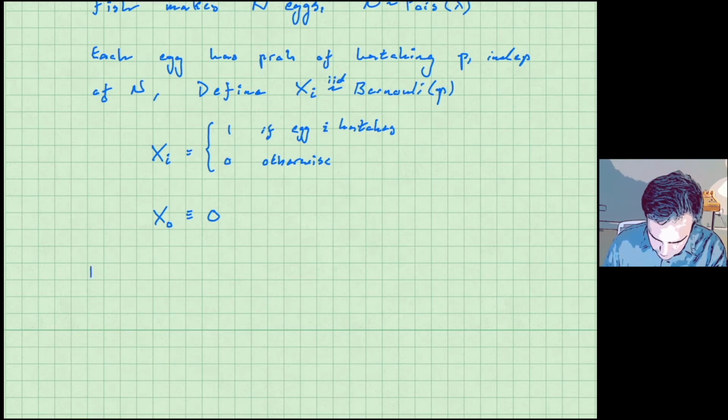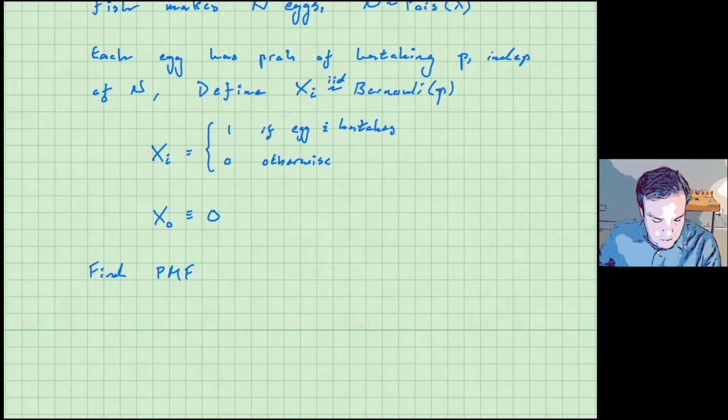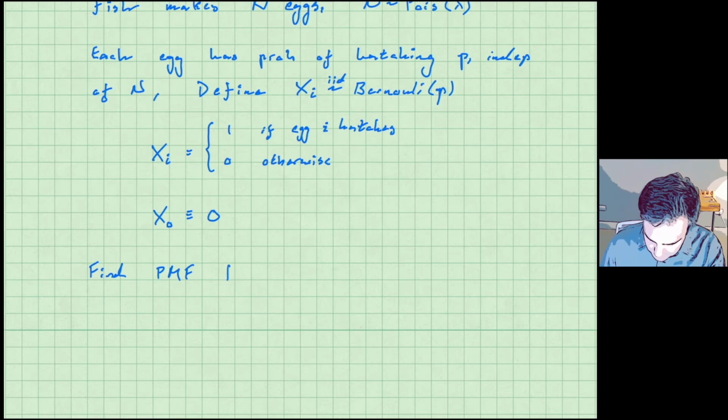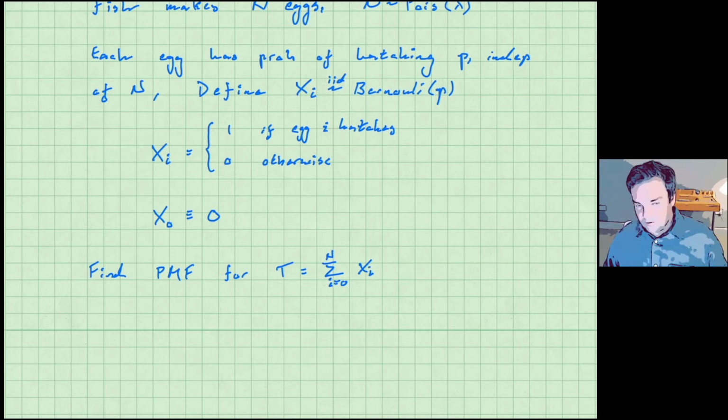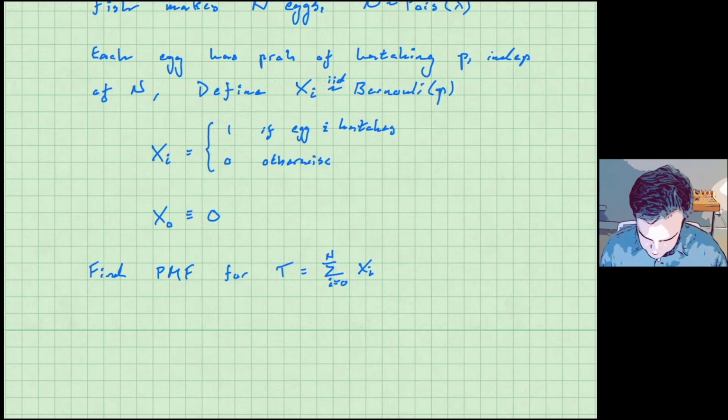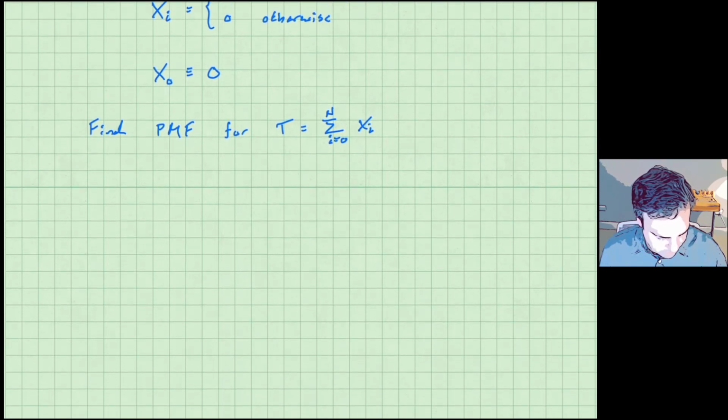Okay, so this is the plan, or the construction of the example, and now what I want you to try to do is to find the probability mass function, or maybe you could even say not just the probability mass function, but tell me what is the distribution for the total, which is the sum of the x sub i's. Right, so what's the probability distribution or the probability mass function for the number of eggs that get hatched? Right, so that's what that total is, summing up all the successes.